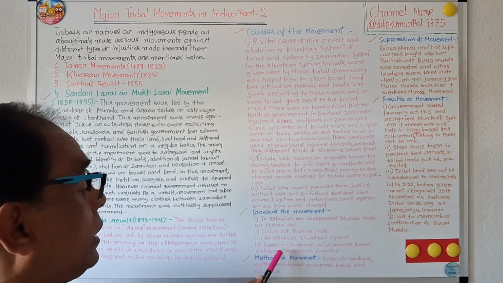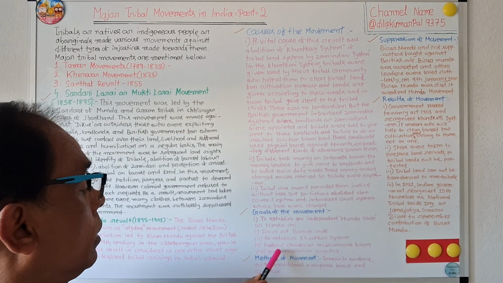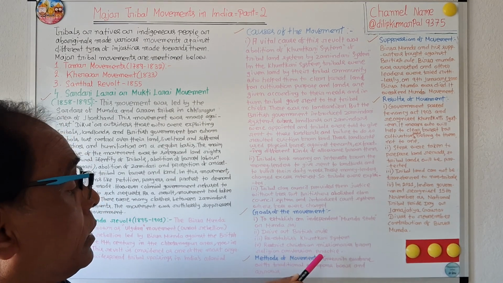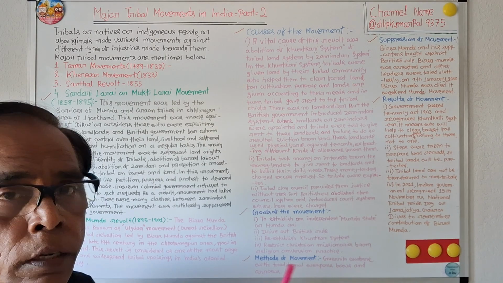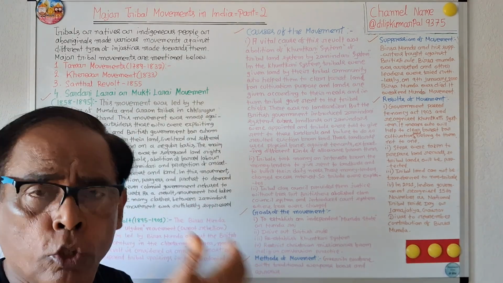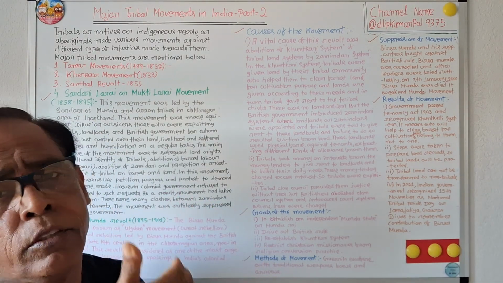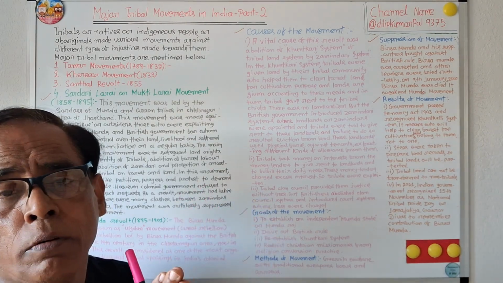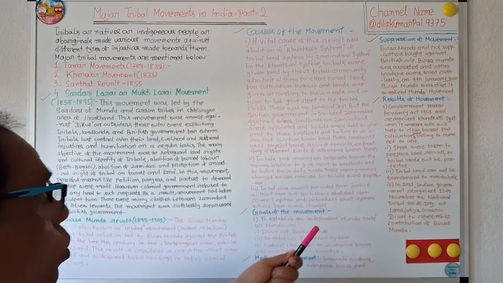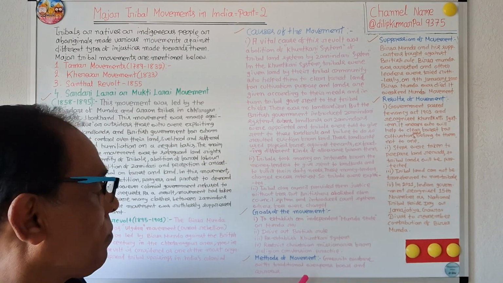Number four, restrict Christian missionaries from the religious conversion practice. Restrict Christian missionaries who are converting tribals into Christianity. These are the four objectives of the Birsa Munda movement. Goals. Then methods of the movement.